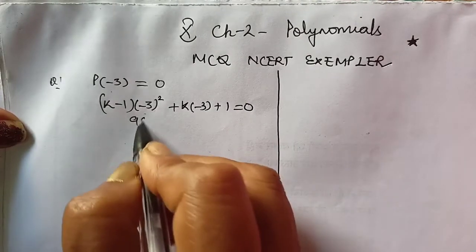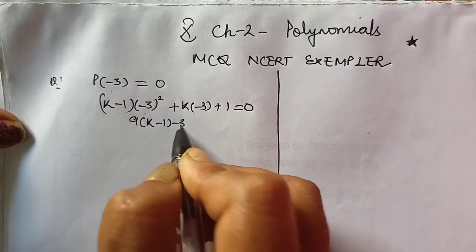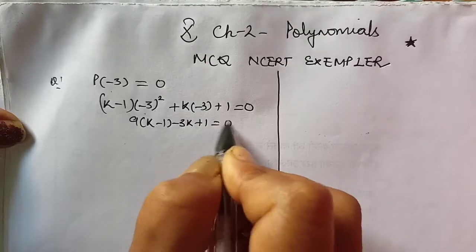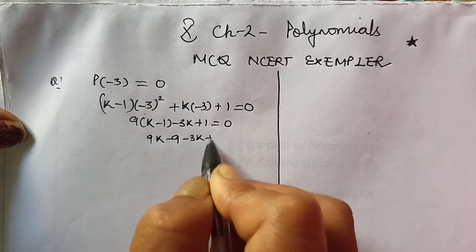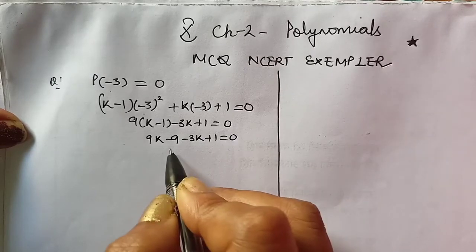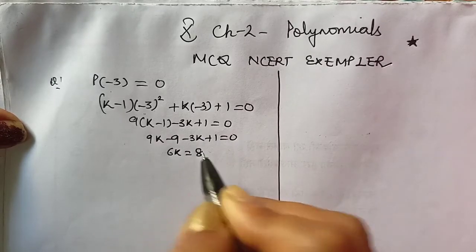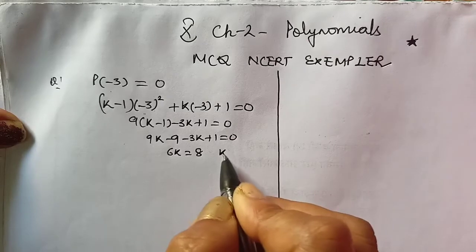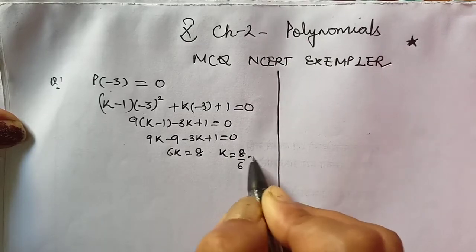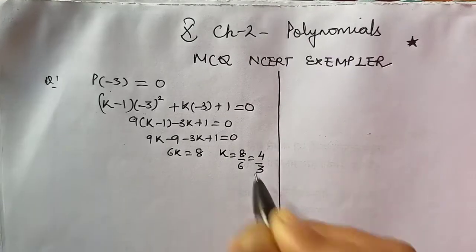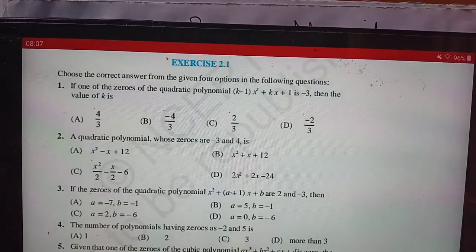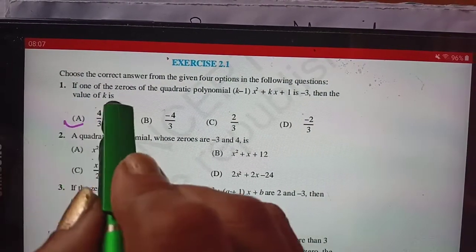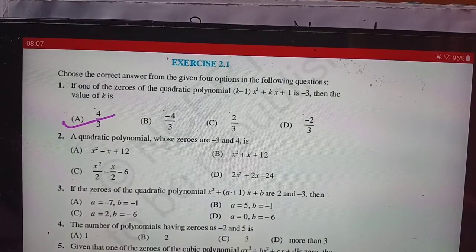Let's solve it. 9 into k minus 1 minus 3k plus 1 is equal to 0. 9k minus 9 minus 3k plus 1 is 0. 6k is equal to 8, and the value of k comes out to be 8 by 6, that is 4 by 3. So this was the question in which we had to solve it to get the option, and option 1 is correct. Let's go to the second one.